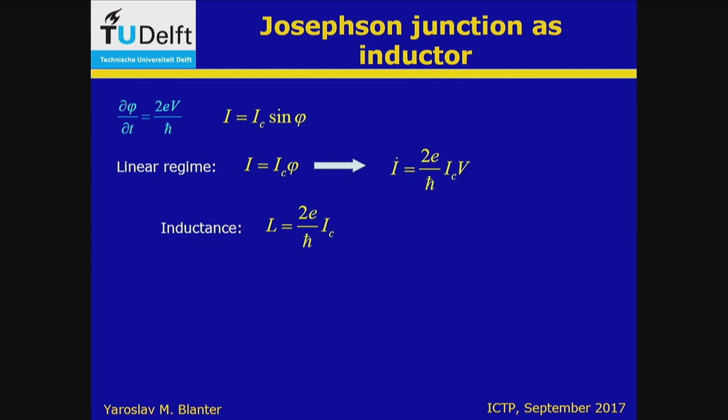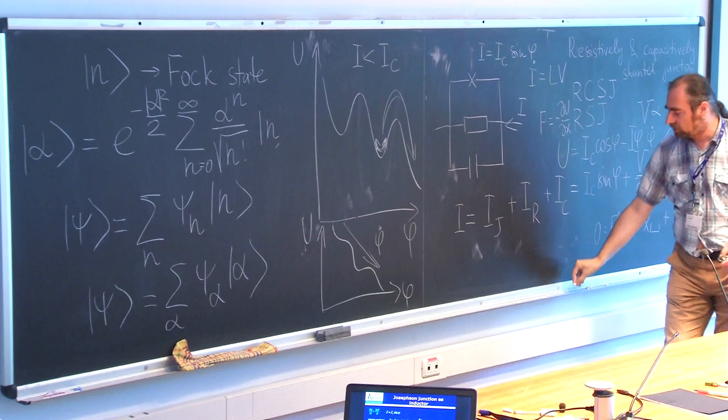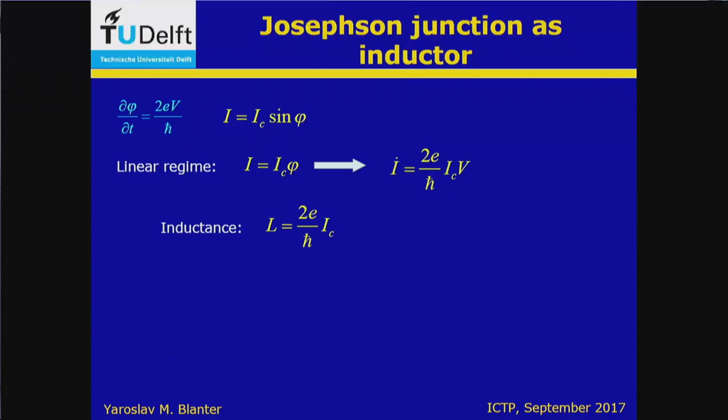And on the left, I have I dot. On the right, I have phi dot, which I convert into voltage. And we get a relation between I dot and voltage. I have it on my slides. The general relation is that I dot is voltage divided by inductance, and we just read out the inductance, and our inductance is just that. So the Josephson junction has an inductance. That's useful because we are going to use it.